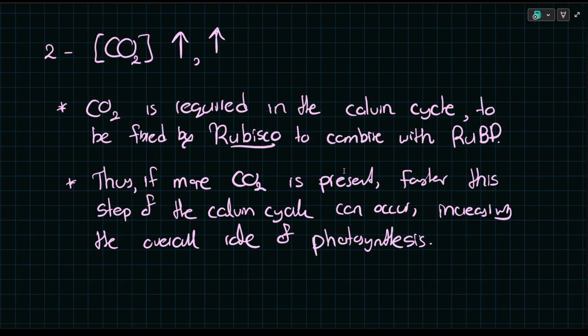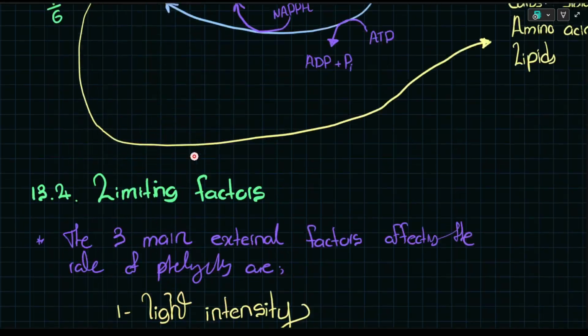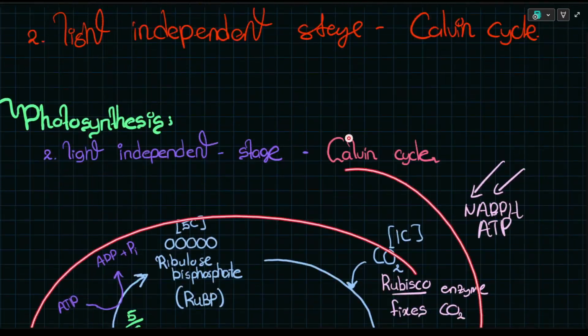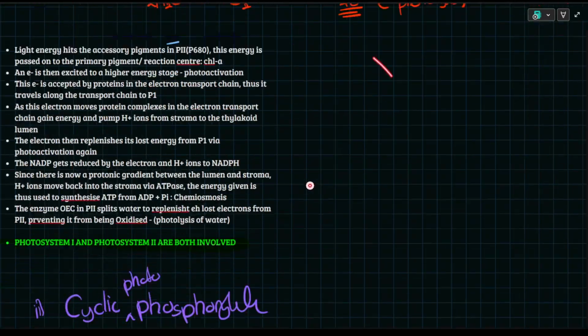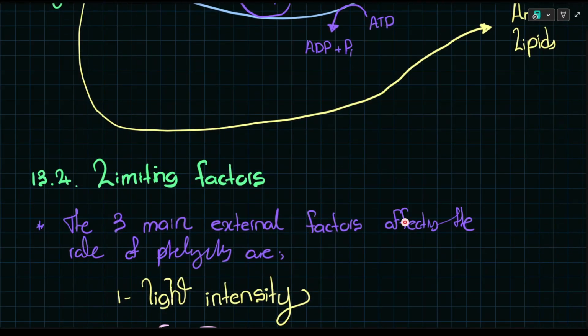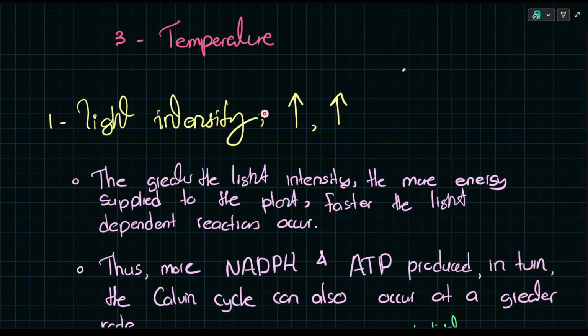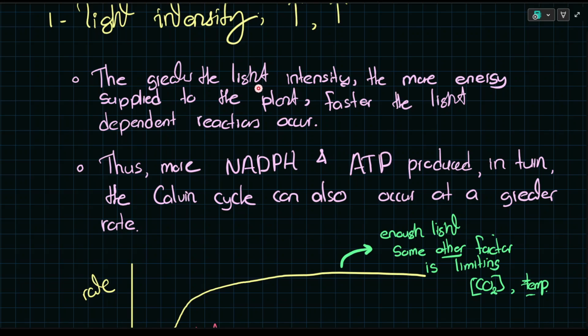So that's the thing with these limiting factors. Whenever you are presented with a limiting factor, you have to know what stage or where exactly it affects. Since you know the Calvin cycle and photophosphorylation, that will not be a problem, because you can link it back. If I say light intensity, we should be talking about the light dependent stages, non-cyclic and cyclic photophosphorylation, right? So the faster the light dependent reactions can occur.